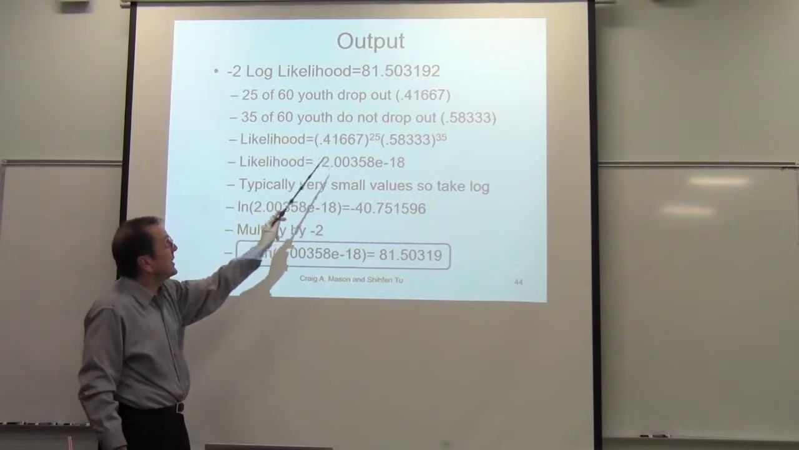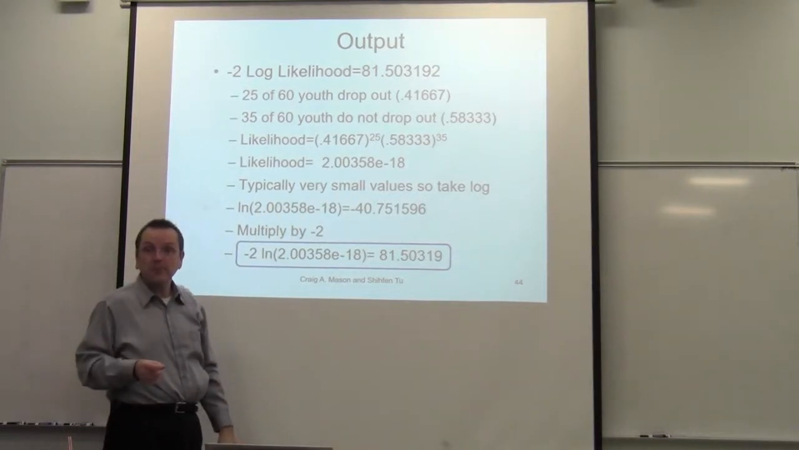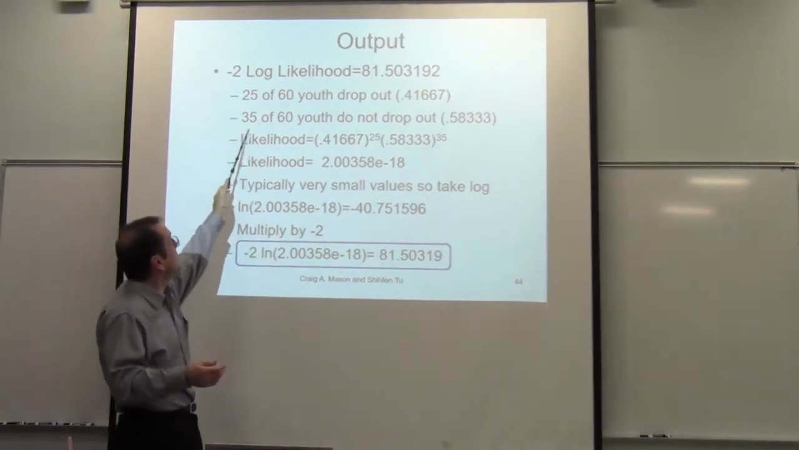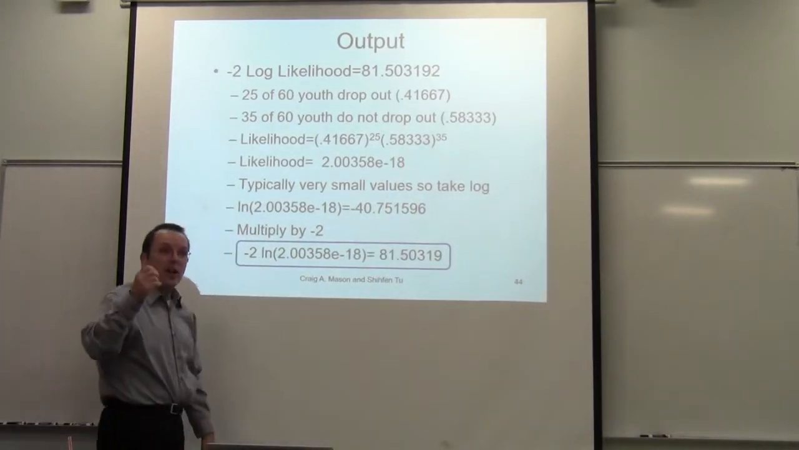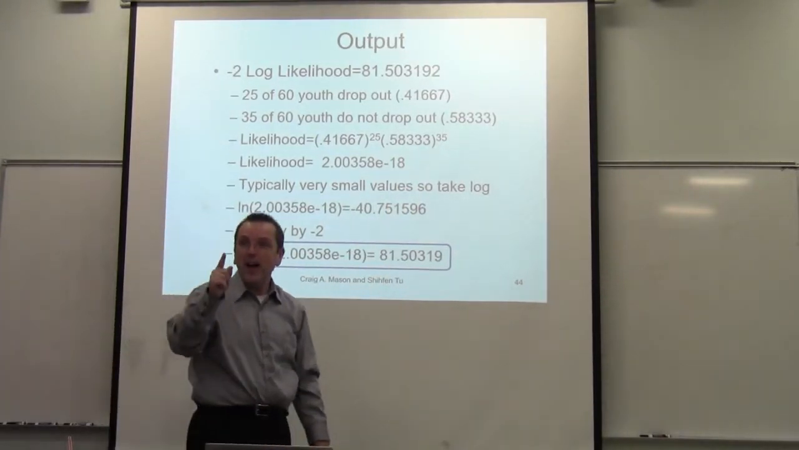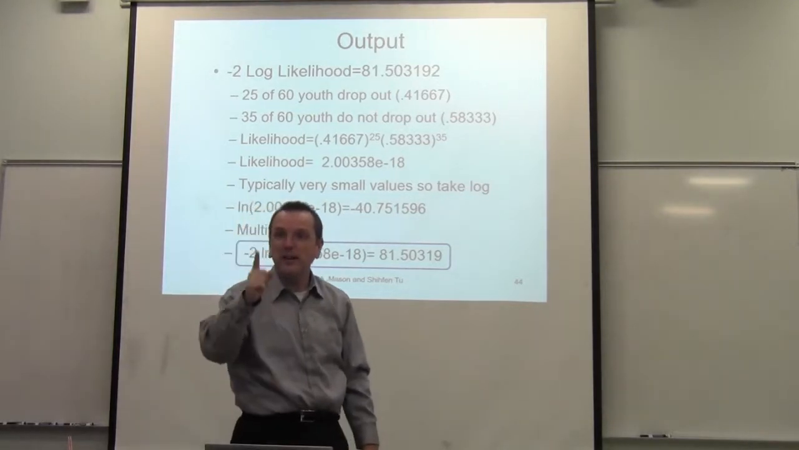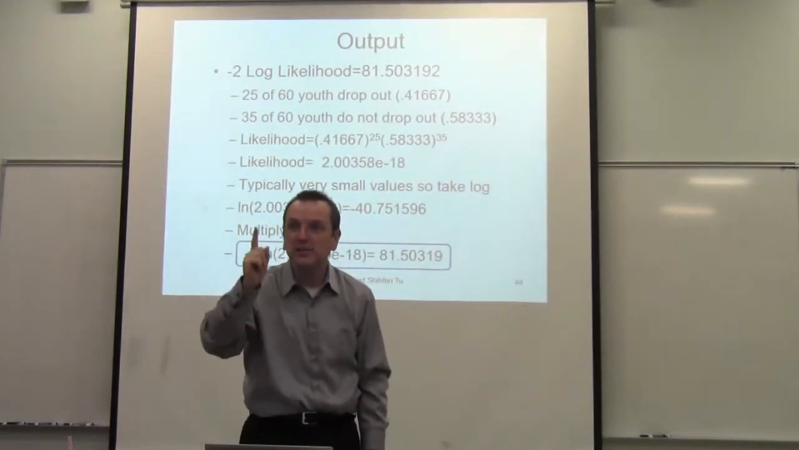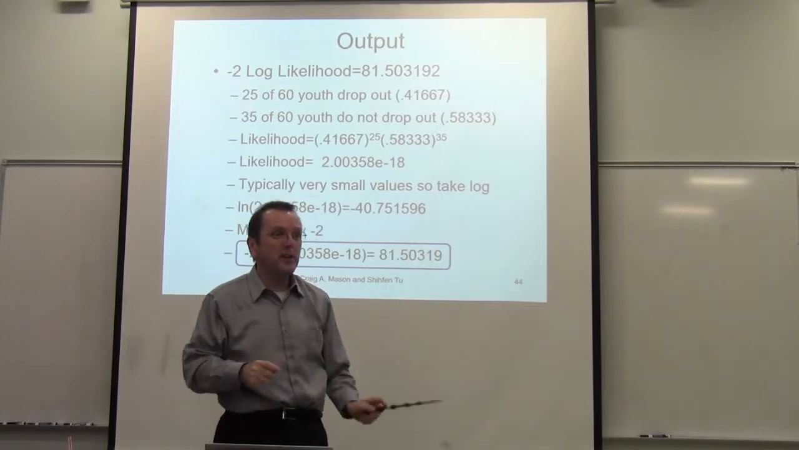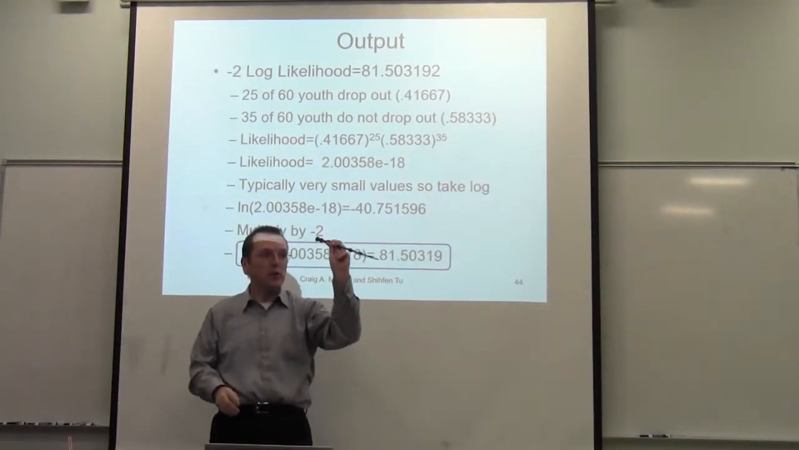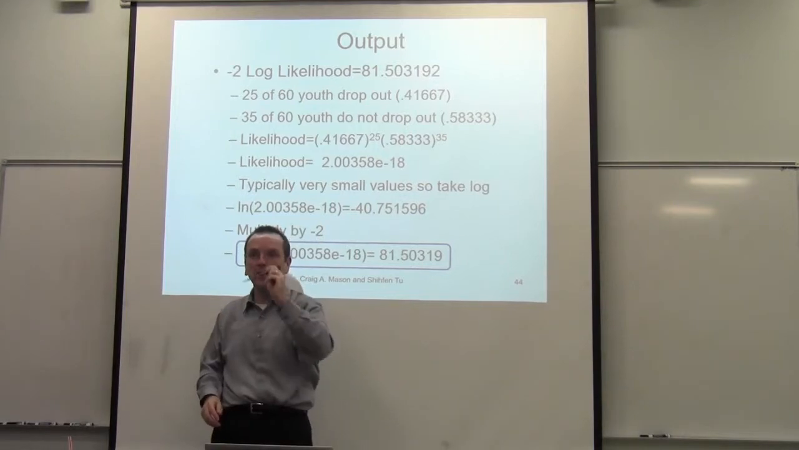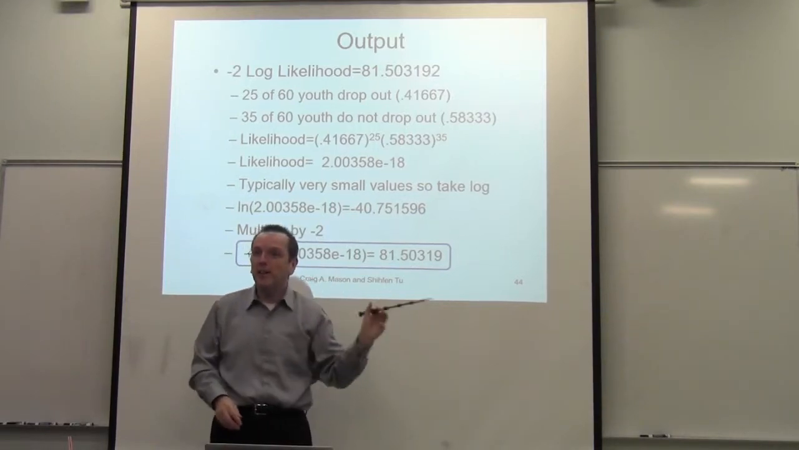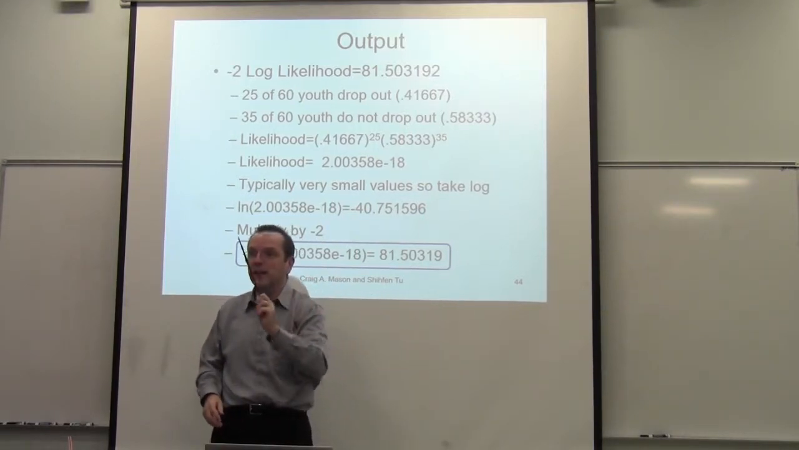35 out of 60 kids did not drop out. So what's the probability? 35 over 60 is 0.5833. What is the likelihood that I would exactly predict every single one of those 60 kids? For every kid I've got to know: you dropped out, you didn't, you did, you didn't. What's the likelihood that I'd be able to exactly predict every kid?